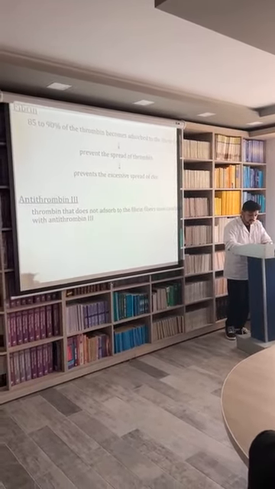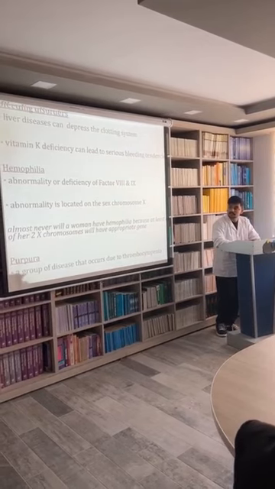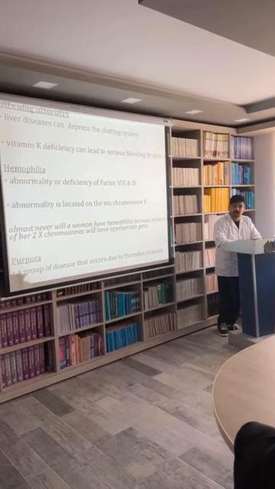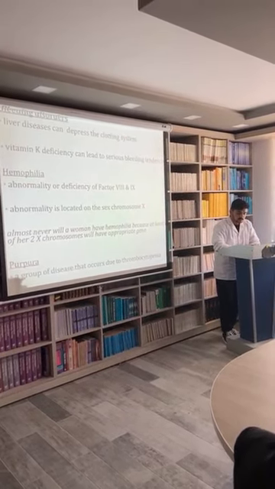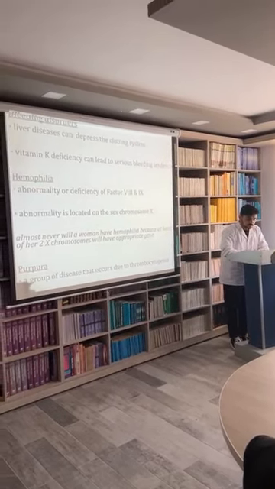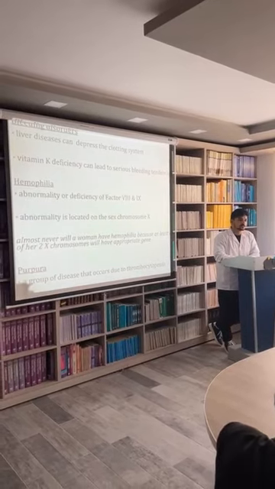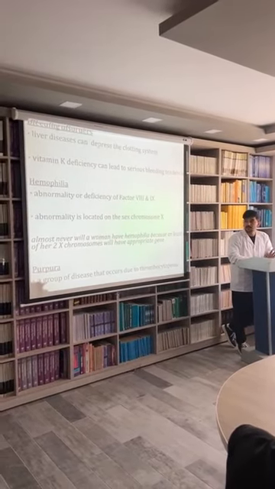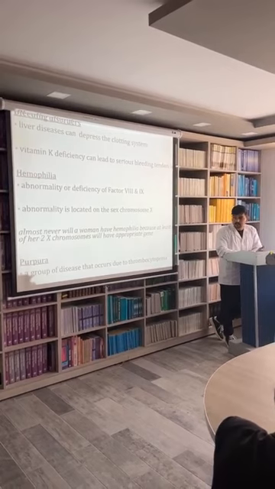Now the bleeding disorders. Liver disease can depress the clotting system. Vitamin K deficiency also leads to a serious bleeding tendency. And there is also hemophilia, which is an abnormality due to deficiency of factor 8 and factor 9. The abnormality is located on the sex chromosome X. This is a genetic factor which will cause hemophilia, a common disorder.